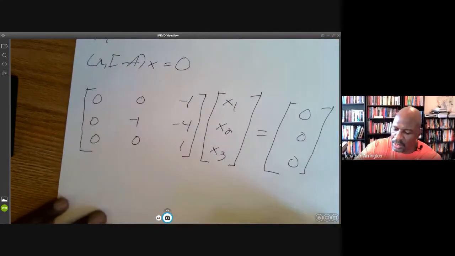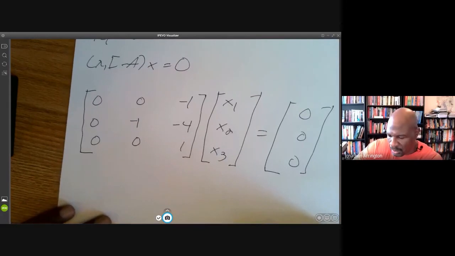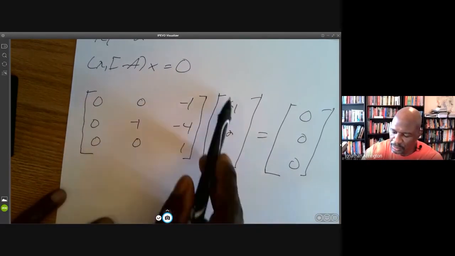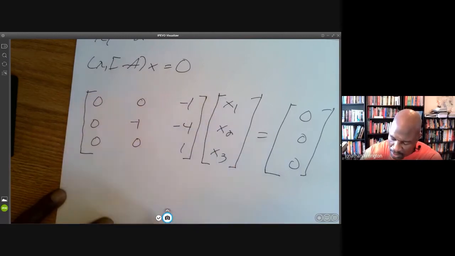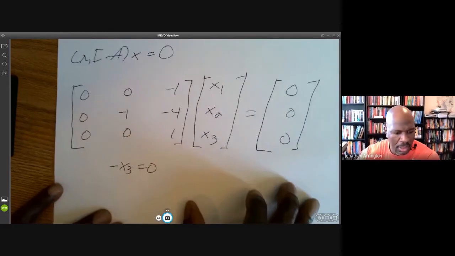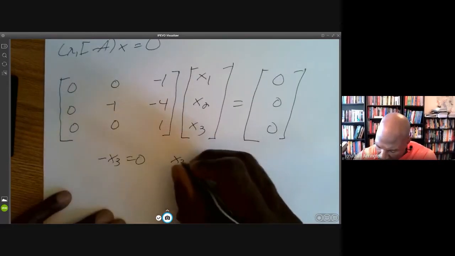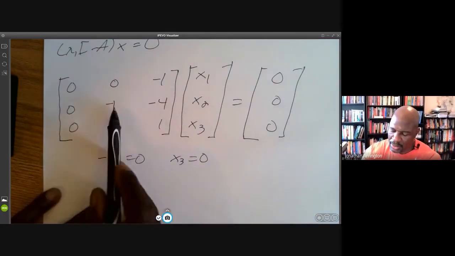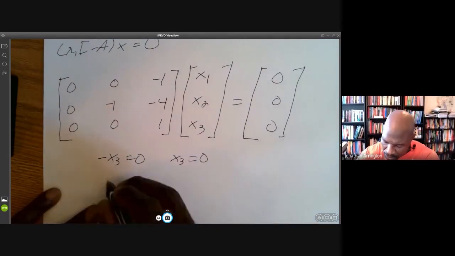and we'll set that equal to 0, 0, 0. All right, so let's go ahead and solve this one. This one's a little crazy. If I multiply this first row, these two are going to zero out, and I'm going to have negative x3 is 0. Okay, so that means that x3 is 0.